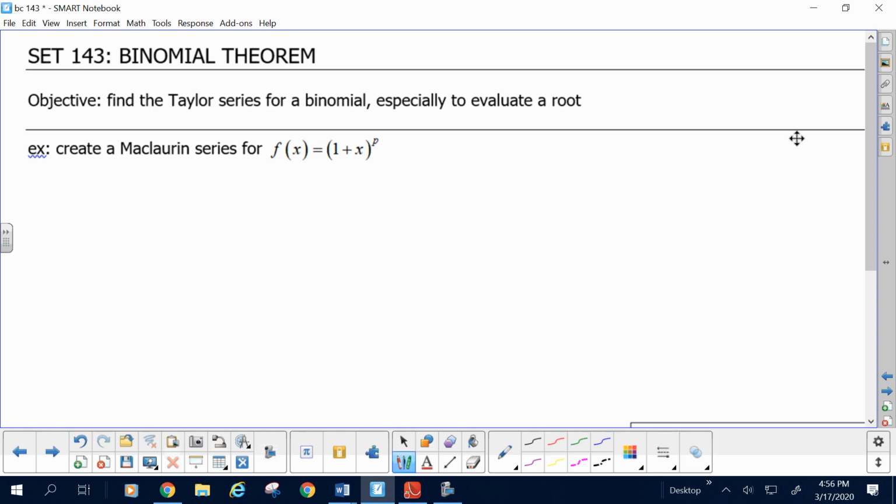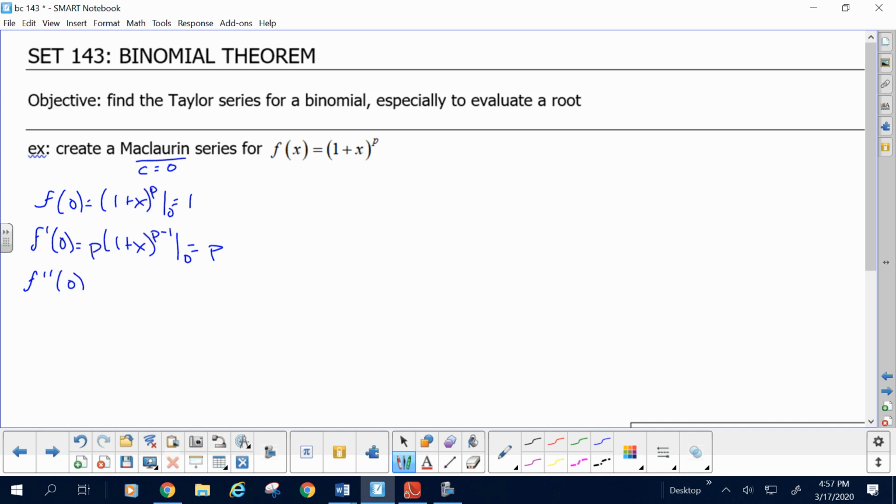All right, so if I were to do this, then because it's Maclaurin, that implies center equals 0. So I need to start by finding f at 0, which is 1 plus x to the p evaluated at 0, and that's 1. F prime at 0 is p comes down, 1 plus x to the 1 less power at 0, and that's p times 1 plus 0, so that's just p.